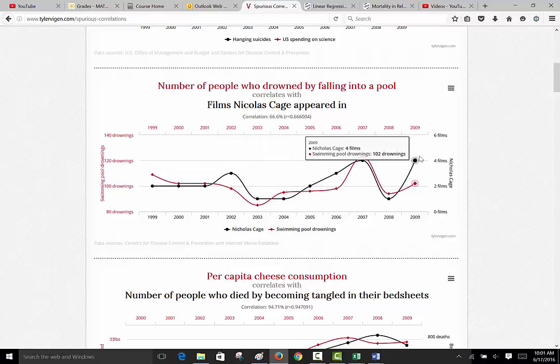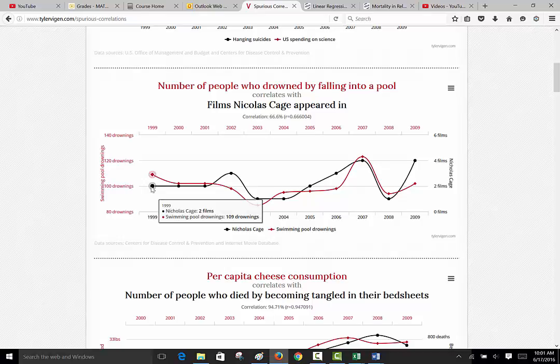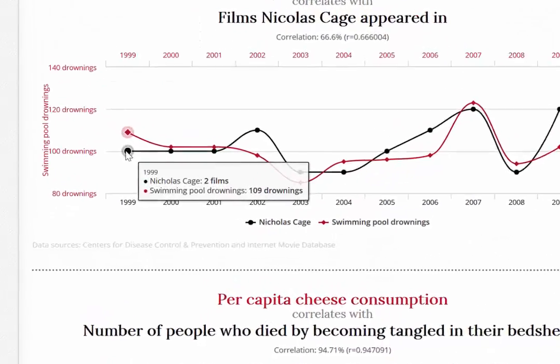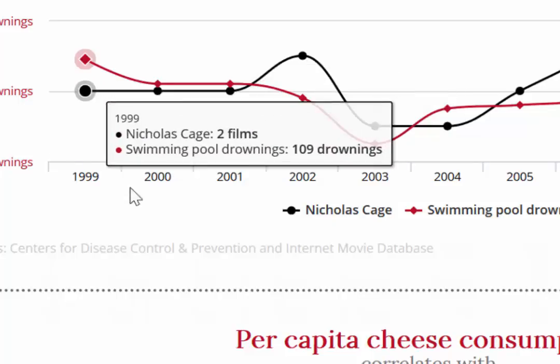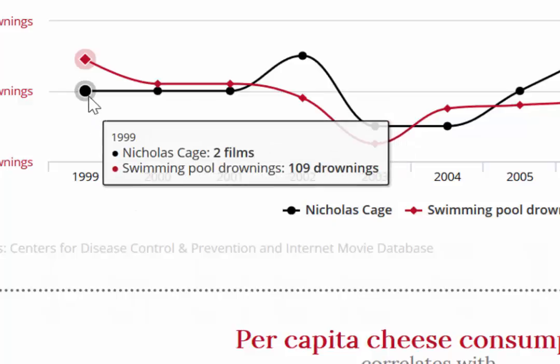Now we're going to do it differently. They have two different graphs. We're just going to do one graph. We're going to do a scatter plot. They do the drownings by year. That's the red line. So you can see in the little key the swimming pool drownings, that's red. And then the Nicolas Cage films in that year, that's the one in black. And so they did two lines where the x value is the year, and the y value is either Nicolas Cage films or swimming pool drownings.